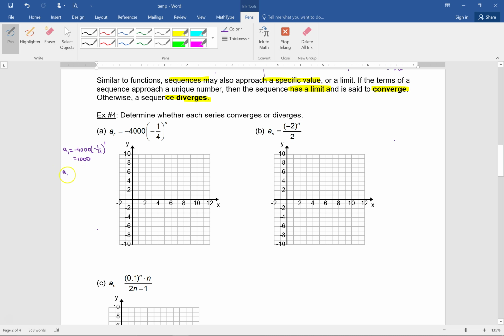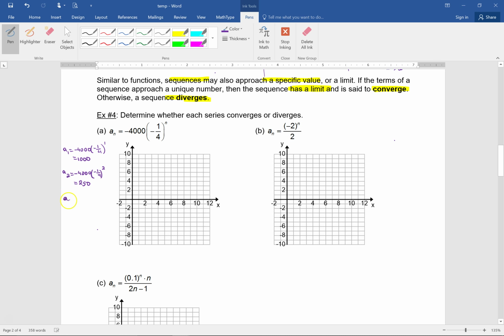Right. A2 is going to be negative 4,000 times negative 1 over 4 squared. Is that going to be positive or negative? That's going to be a negative what? 250. Because you divide by 16, so it's going to be positive 250.